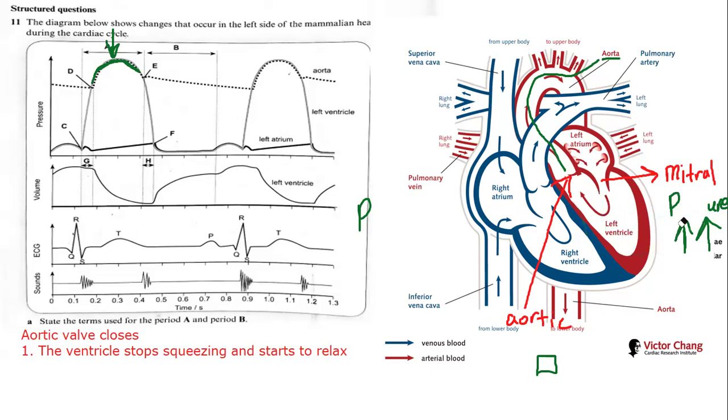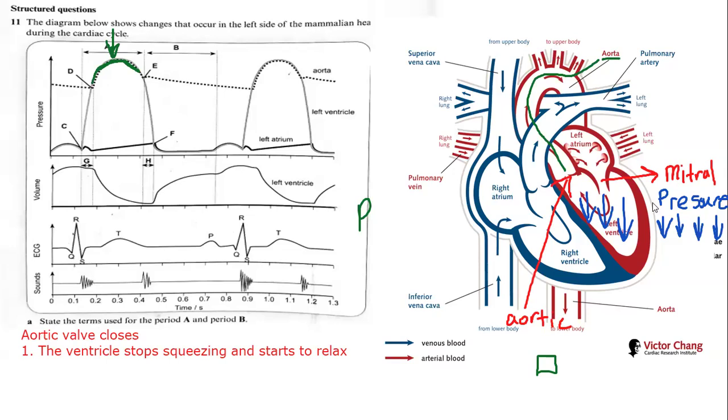So now we're going to do it the opposite way. What happens to the pressure in the ventricle? It is reduced. Very good. So the pressure in the ventricle is not going to be the same anymore. The pressure is going to be reduced. It's going to go down. So the pressure in here is going to be lowered.